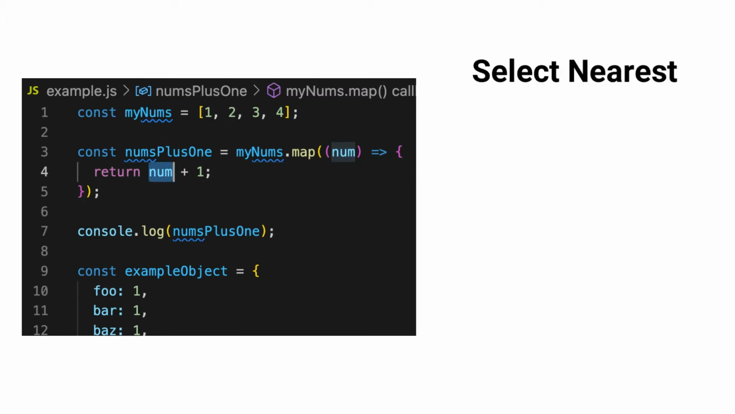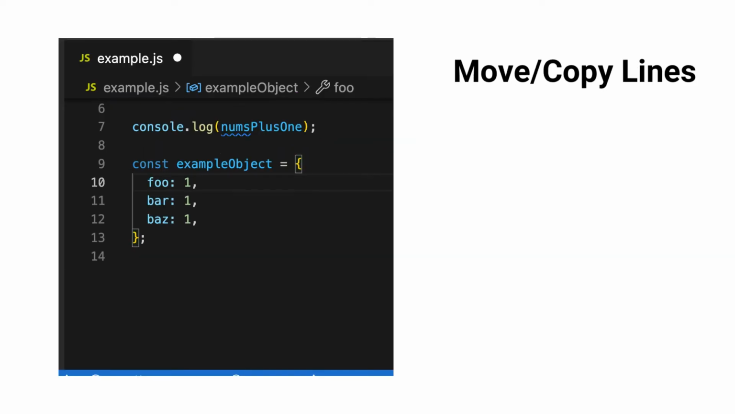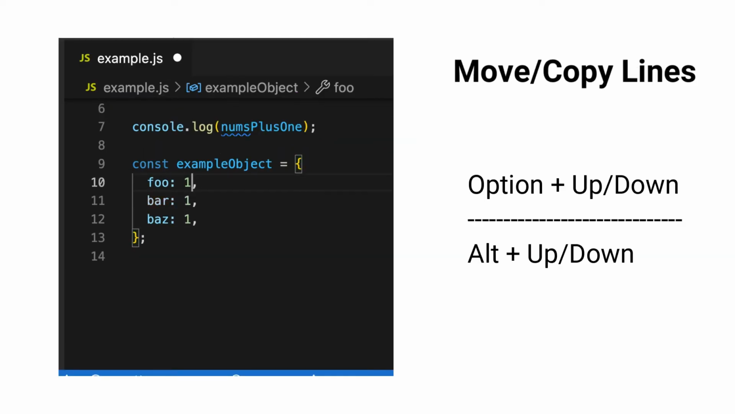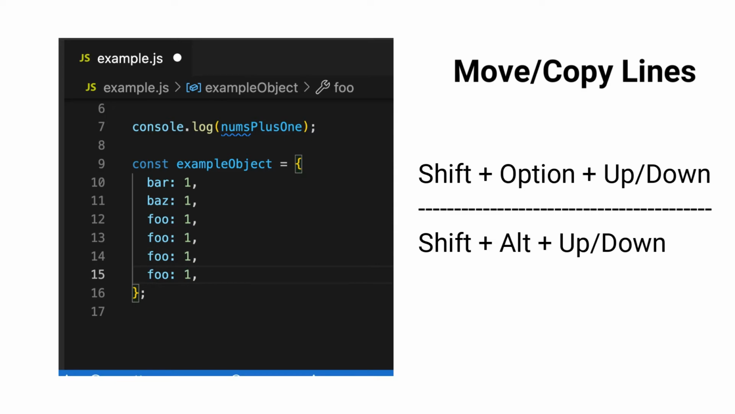You can then use Command and D or Control D on Windows to select the nearest match. You can move lines up and down by holding Option plus the up and down keys, or Alt plus the up and down keys on Windows. You can then also copy lines up and down by typing Shift Option and up and down keys, or Shift Alt and the up and down keys.